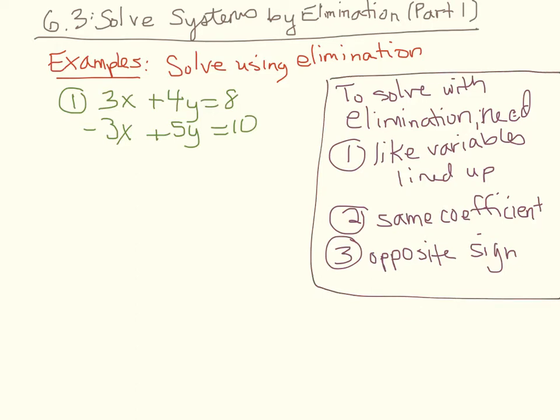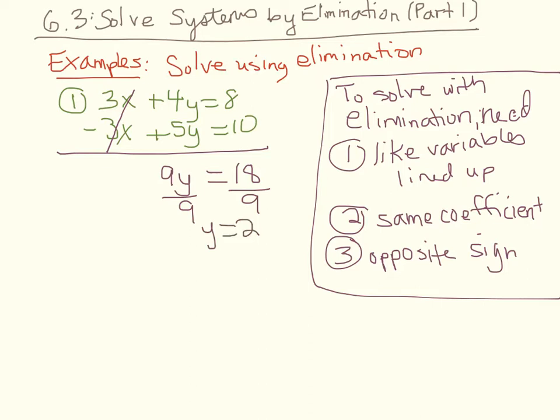So then once you have all that, the problem is actually pretty easy. We can eliminate the x variable. What we're going to do is take these two and add them straight down. So 3x minus 3x is going to be 0x, or you can just cancel them out. 4y plus 5y is 9y. I'm going to bring down my equals. 8 plus 10 is 18. Then I am going to solve by dividing both sides by 9. I get y equals 2.